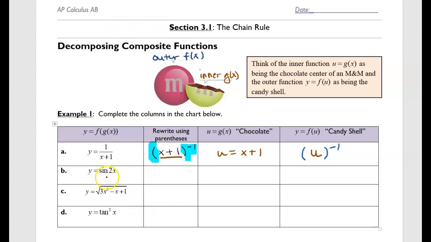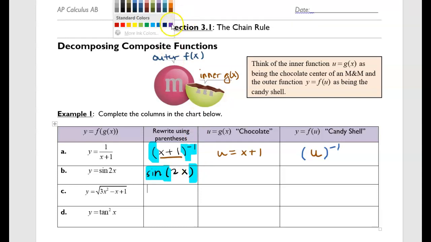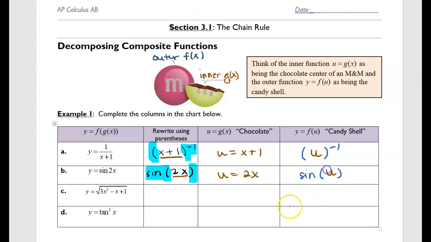Let's try that again with sine of 2x. The parentheses aren't written in there. Sometimes they will be for trig functions and sometimes they won't be. So I have sine of 2x. I can see my outer function here is the sine, and my inner function is the 2x. So my inside is 2x, and my outside is sine of something. That something is the u.